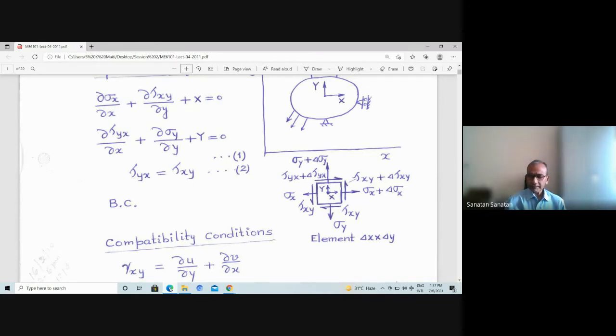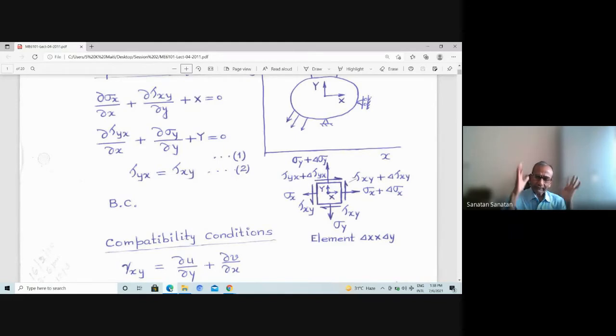Let's spend a little time on this. What it means is that when a body is deforming, the stresses are 4 in number: sigma x, sigma y, tau xy, tau yx. But because of the deformation pattern, tau yx is equal to tau xy, so these two shear stresses are the same. Finally, therefore, the independent stress components are sigma x, sigma y, and tau xy. So for any body in 2 dimensions undergoing deformation, it will have 3 stress components as unknowns at every point: sigma x, sigma y, and tau xy.